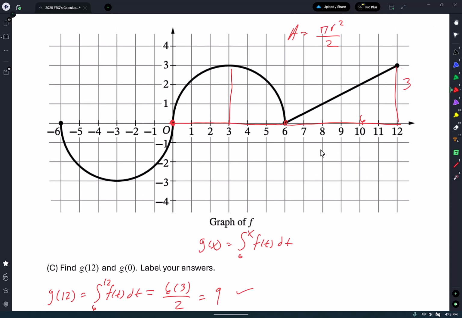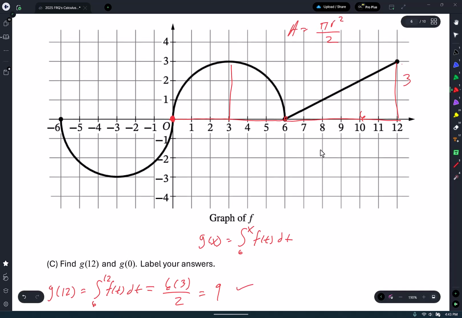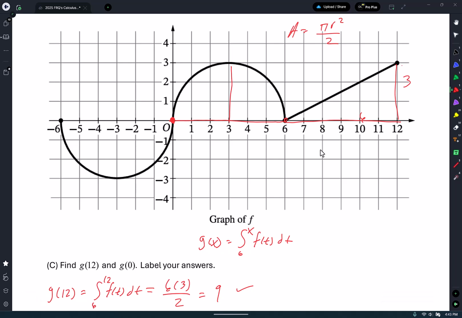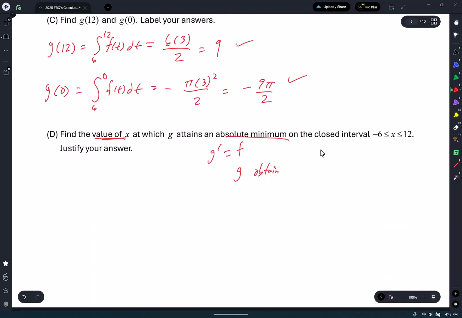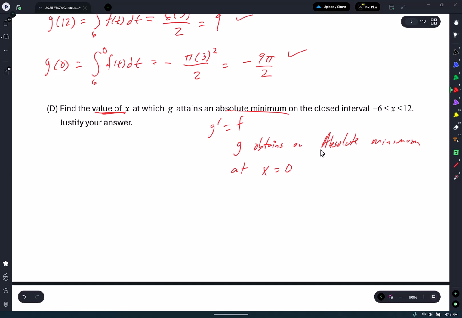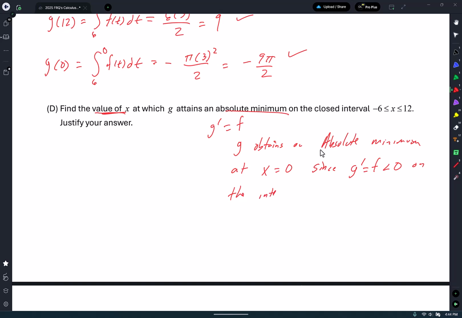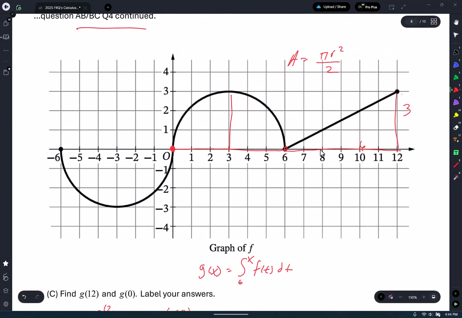But I'm leaning toward this one over the table one. I see the derivative is negative, and then boom, positive, then 0 for a moment, and then back to positive. So I see this: G attains an absolute minimum at x equals 0 since G prime, which equals f, is negative on the interval negative 6 to 0.